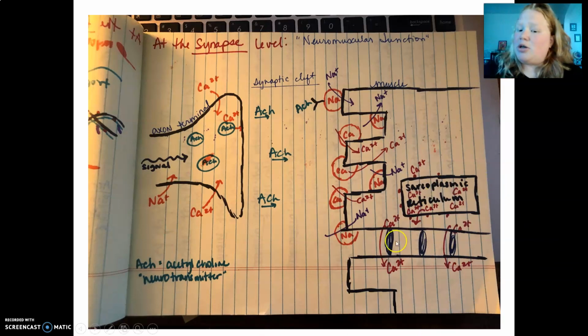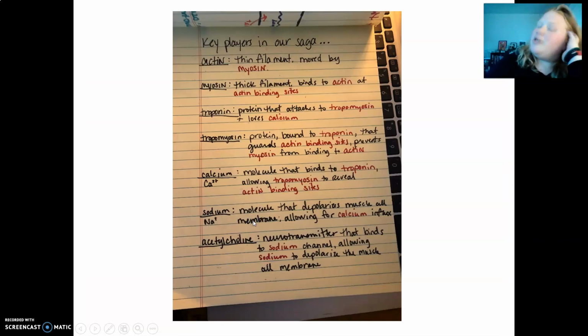That calcium can also go to other cells in order to make them contract too, because you don't just have one muscle cell contracting, you have many. This slide is going to be put up on Haiku. This is just key players in our saga, a brief rundown of all of the different molecules and where they take action.